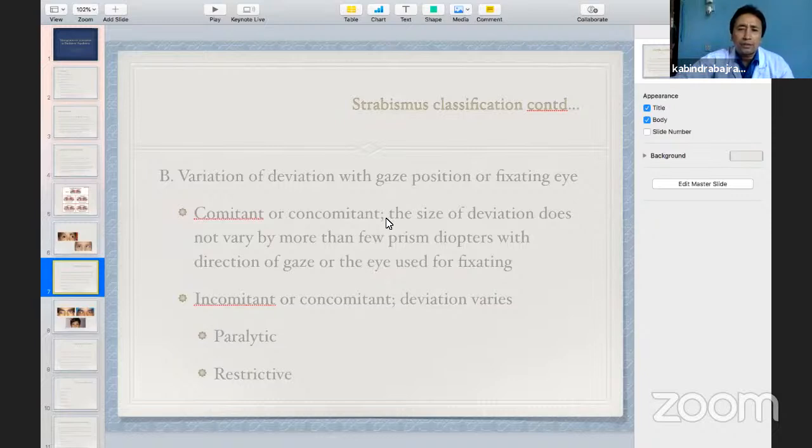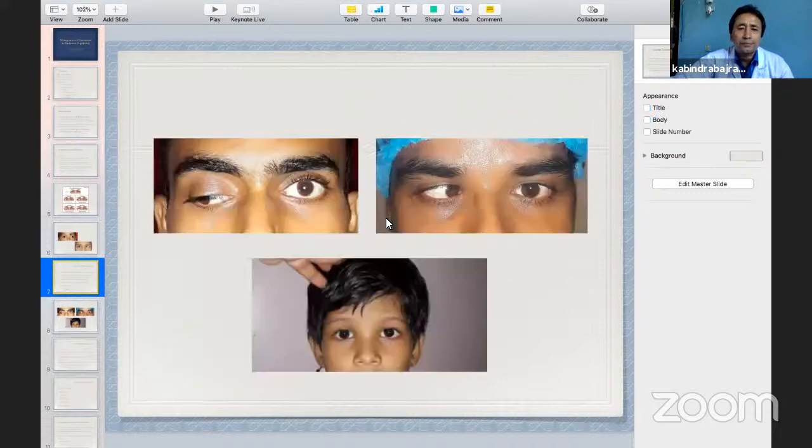So depending upon the angle of the gaze changes, and there is a difference in deviation, it can be comitant or concomitant type, and incomitant type. In comitant type there is very little deviation in prism in different gazes, whereas in incomitant type, the prism diopter changes with different gazes. And in it also, paralytic and restrictive can be the subtypes.